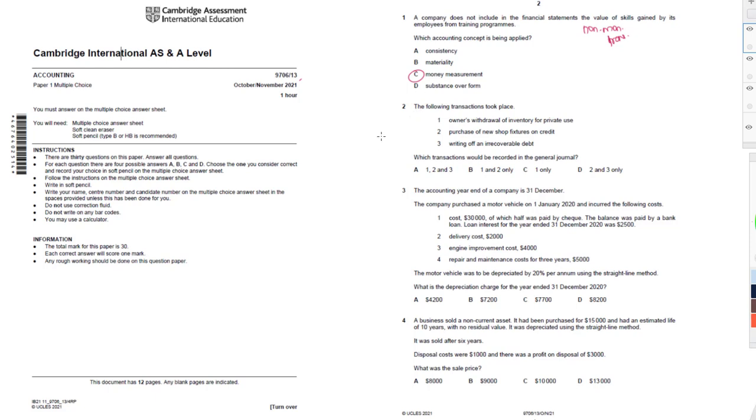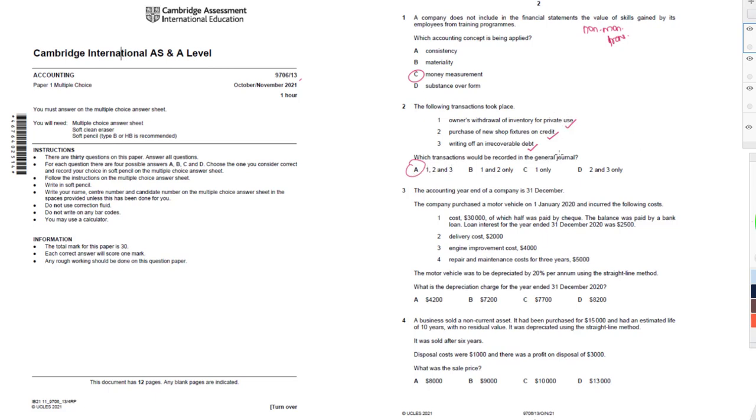1C. Question number 2. The following transactions took place: owner's withdrawal of inventory for private use, purchase of new shop fixtures on credit, writing off of an irrecoverable debt. Which transactions would be recorded in the general journal? The first one, yes. The purchase of new shop fixtures on credit, yes. Writing off of an irrecoverable debt, yes. So 1, 2 and 3, 2A.